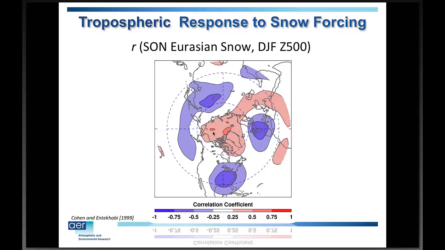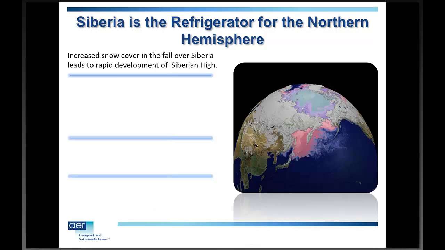This is for 500 millibars, but it's nearly barotropic, this mode. And you can see there's the one high anomaly center over the Arctic. So if the snow cover is high, the heights tend to be high over the Arctic, and if snow cover is high, there also tend to be low heights in the ocean basins. So it looks very reminiscent of this negative Arctic oscillation. For high snow cover, it would be a negative Arctic oscillation, and a positive Arctic oscillation for low snow cover. So, you know, the thinking was quite simple.